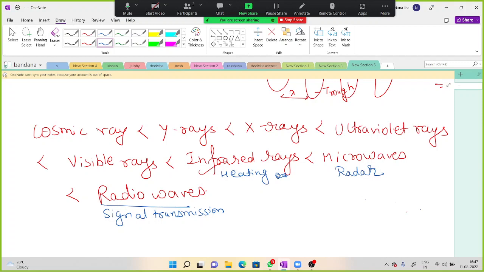Visible rays, that is, that we can see. Then ultraviolet rays are used for, ultraviolet rays. That we can see from the sunlight also, ultraviolet rays are coming. Because of that reason, we say we have to wear SPF 20, SPF 30 UV ray sunscreen, right?